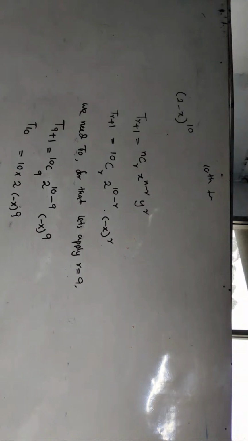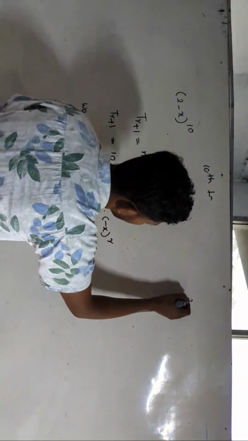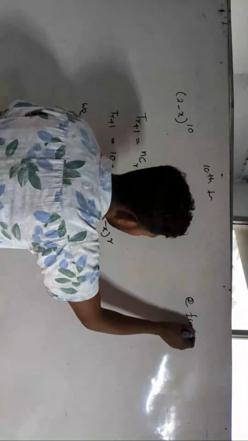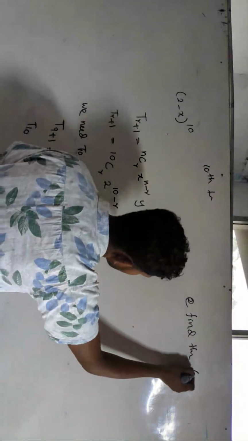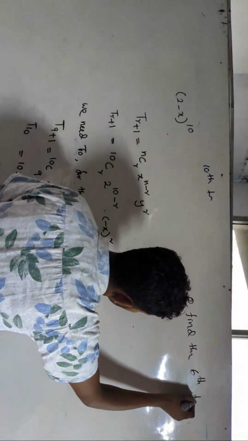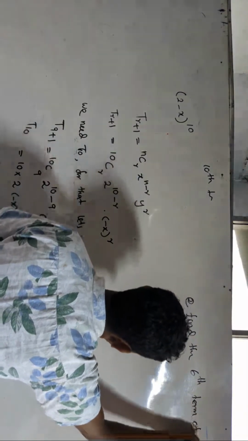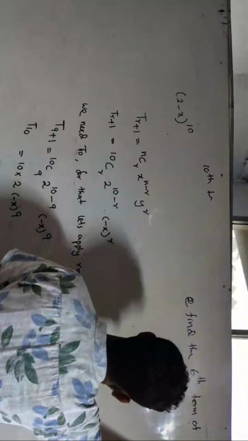Right, okay? Fine. Write down the next question. Find the sixth term of x minus 1 to the power of 8.